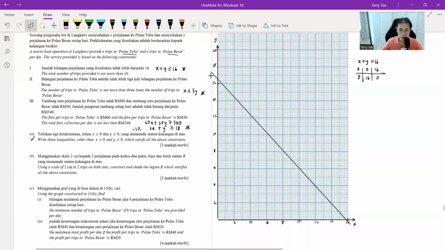So it goes like this. So this is your x plus y, and x plus y is equal to 16. Okay. Second equation is x equals 3y, or we can say y equals 1 over 3x. You can say y equals 1 over 3x also can.